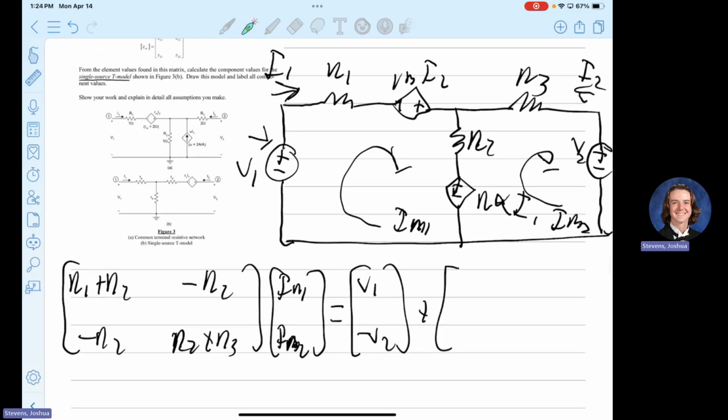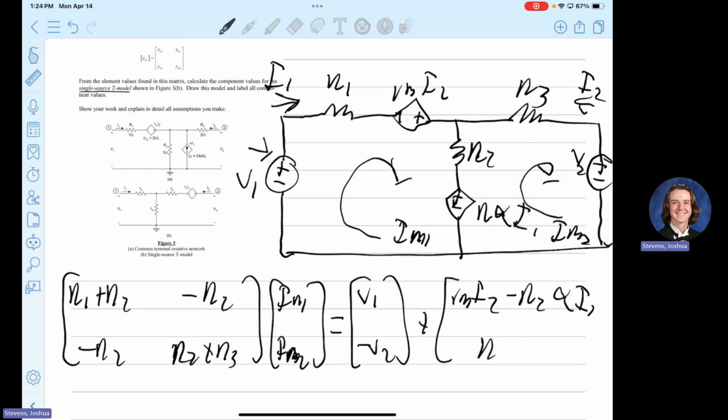Same thing here. I'm going this way. It is exiting positive. So therefore it's going to be what? Exactly. And then if you keep following that arrow, it's exiting the negative. So therefore it'll be a negative R2 alpha I1. Yeah, alpha. And then if you do the same thing here, exiting the positive. So therefore this can be an R2 alpha I1.